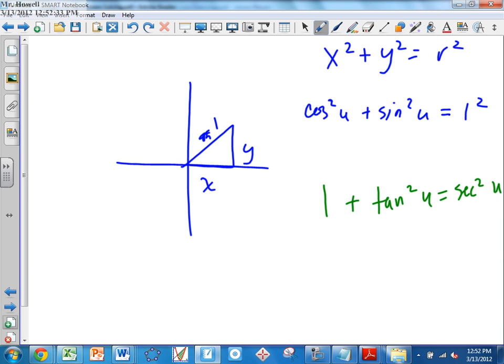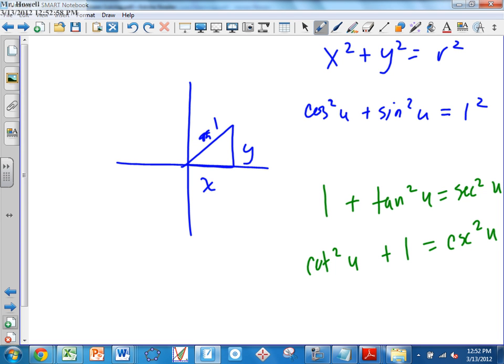Now take everything, instead of dividing by cosine, divide everything by sine squared. Divide this by sine squared. What's cosine over sine? Cotan. Divide this by sine now. You get cotan squared u. Divide this by sine. Divide this by sine. Cosine. Cosecant. 1 over sine is that.